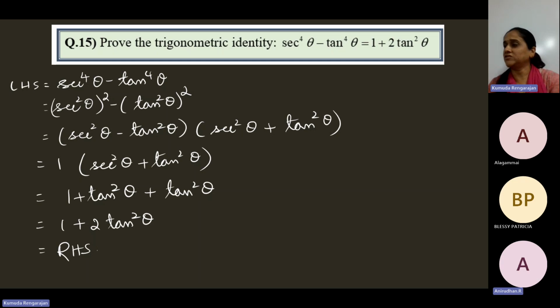So first, a square minus b square is (a plus b) into (a minus b). So we have now secant square theta plus tan square theta. But look at the RHS, there is no secant square theta. So how will you take it away? Secant square theta is 1 plus tan square theta. So tan square theta plus tan square theta is 2 tan square theta, 1 plus 2 tan square theta.